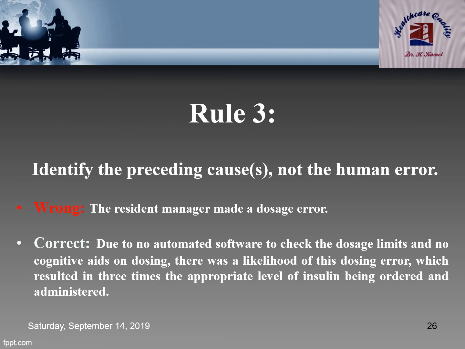Rule number 3: identify the preceding causes, not the human errors. A wrong statement: the resident manager made a dosage error. The correct one: due to no automated software to check the dosage limits and no cognitive aids on dosing, there was a likelihood of this dosing error, which resulted in 3 times the appropriate level of insulin being ordered and administered.